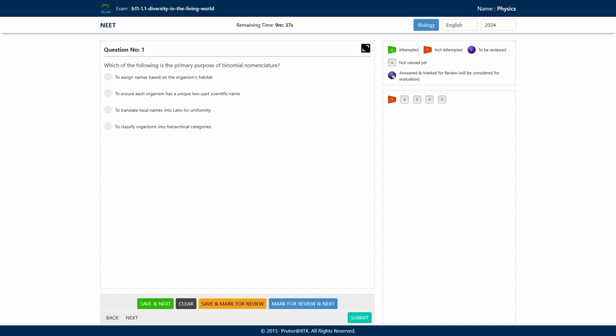Now, which of the following is the primary purpose of binomial nomenclature? This is the first question here. What are the options here? Option A is to assign names based on the organism's habitat. B is to ensure each organism has a unique two-part scientific name. C is to translate local names into Latin for uniformity, and D is to classify organisms into hierarchical categories. So what will be the correct answer?